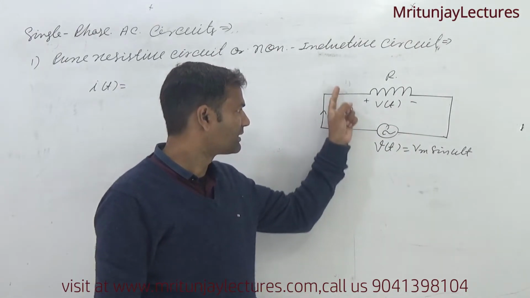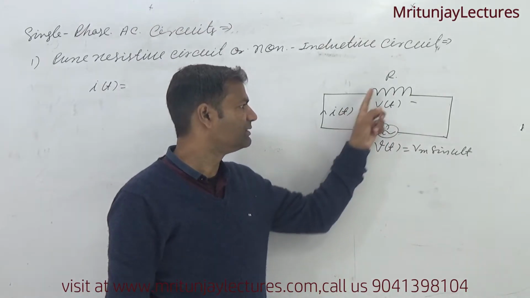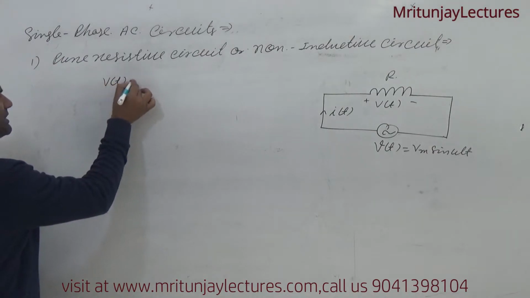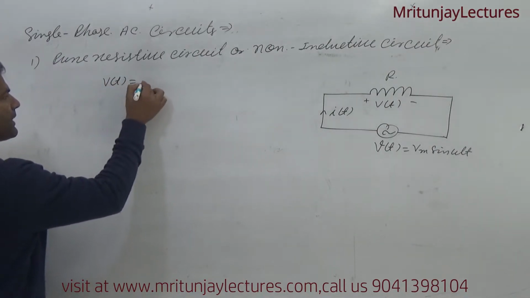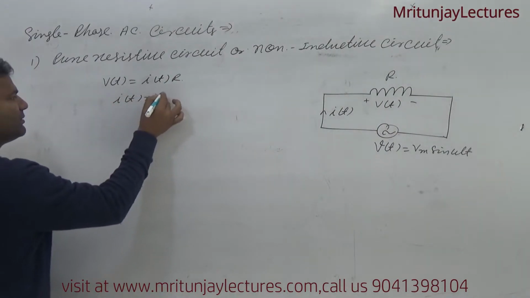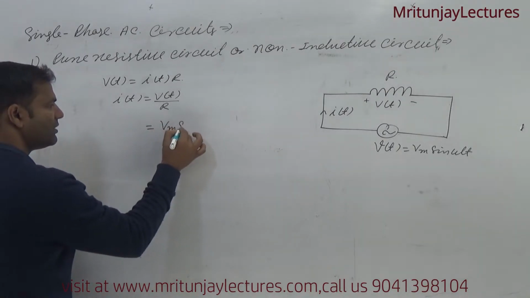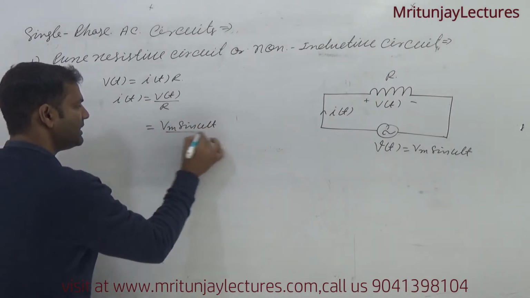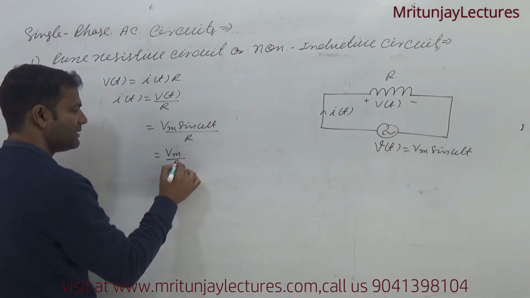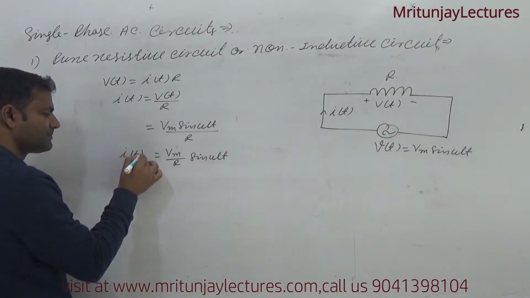And what about the current? The current is It. Then Vt is equal to It into R. If you have any doubt, written here, Vt is equal to It into R. So It is equal to Vt divided by R. Vt is Vm sin omega t, so It is Vm divided by R into sin omega t.